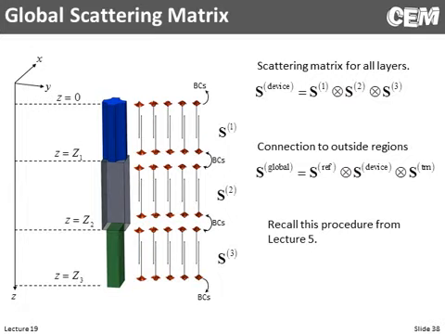So in order to make it reality, we'll take this device scattering matrix we just calculated after iterating through all the layers, and we'll star product with the reflection connection scattering matrix and the transmission connecting scattering matrix. And this follows exactly what we did in lecture 5. Now we have the global scattering matrix. Now we can calculate transmitted and reflected fields.